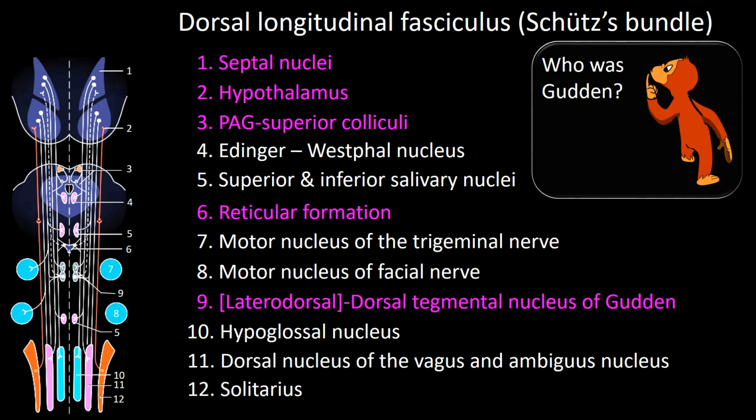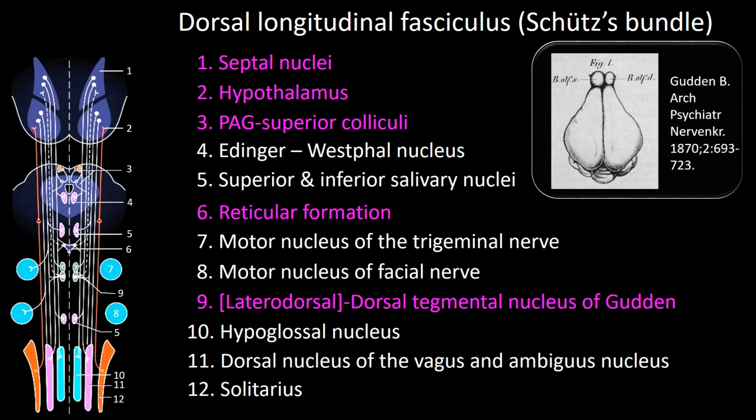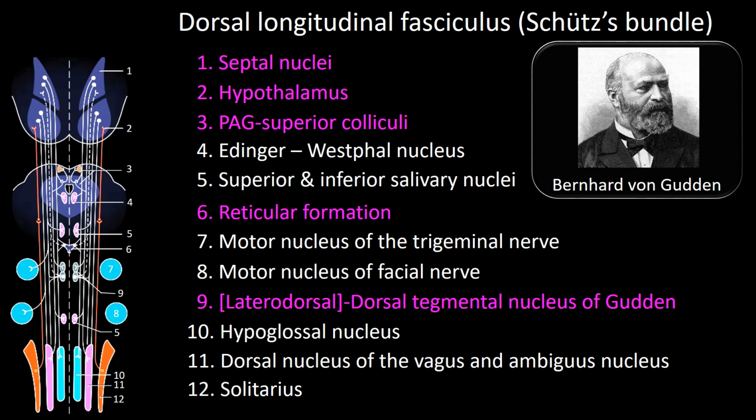Being that this is the second time I mentioned Gudden, I could not help telling you a little bit about him. Bernhard von Gudden was a psychiatrist and an anatomist. His experiments were characterized by elegance and simplicity, like producing atrophy of the right olfactory bulb, as you can see in this insert, by surgically closing the right nostril of baby rabbits. Bernhard von Gudden had a tragic end.